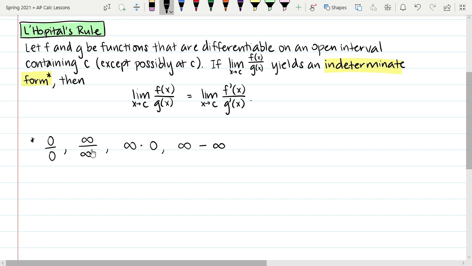Okay, so these are some different indeterminate forms, and if you end up with any of these, then you can apply L'Hôpital's rule. Now, some of you might be thinking, well, how can you get times or subtraction if we're dealing with a quotient? That just has to do with different ways that we might be able to rewrite that quotient. Okay, so this is what L'Hôpital's rule says, and let's just look at a few examples where we might be able to apply it.